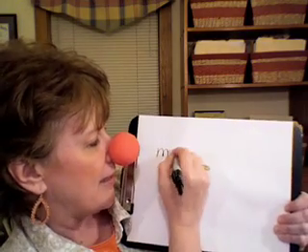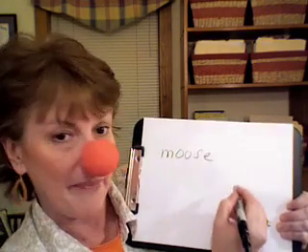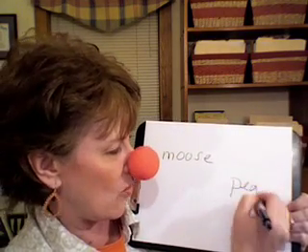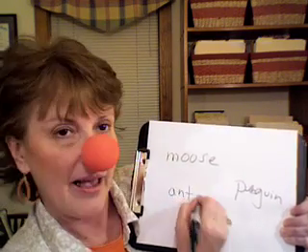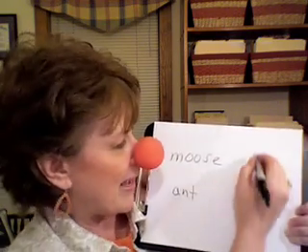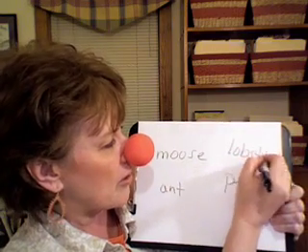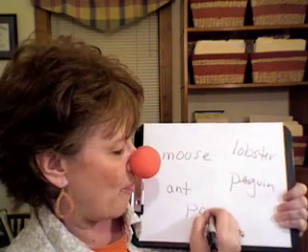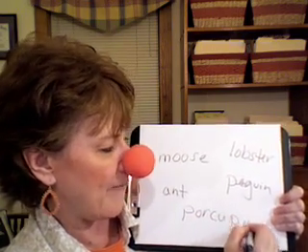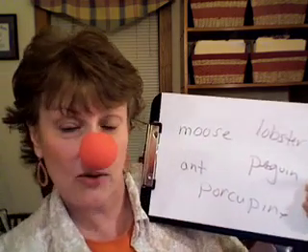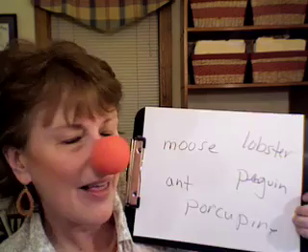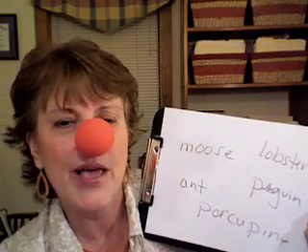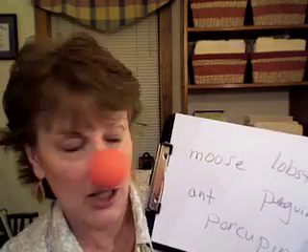And so what you could do is brainstorm some animal names. So I might say moose, and I might say penguin, and I might say ant, and I might say lobster, and I might say porcupine, and I'm going to brainstorm the animals. And then after I think of animals within that group, then what I could do is to think of what makes each of those animals special.